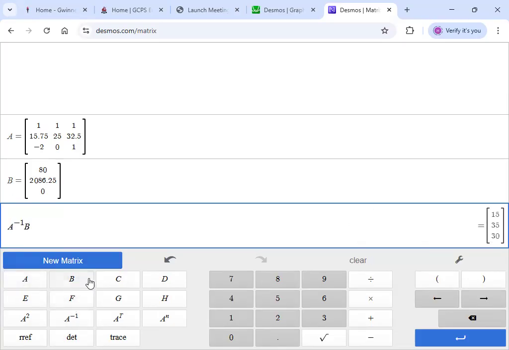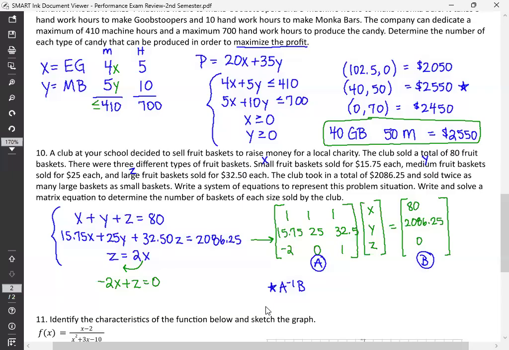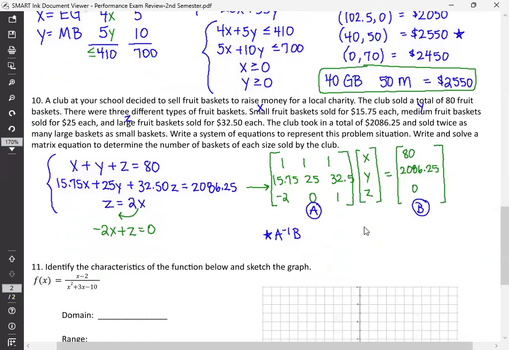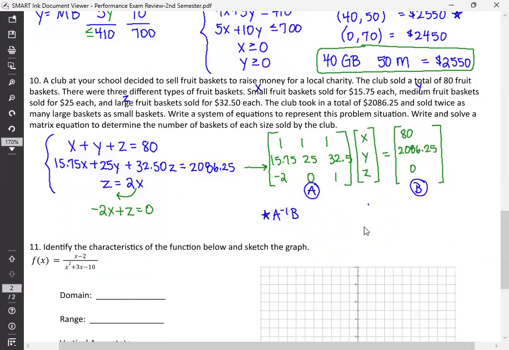So that tells us that our answer would be 15 small, 35 medium, and 30 large.